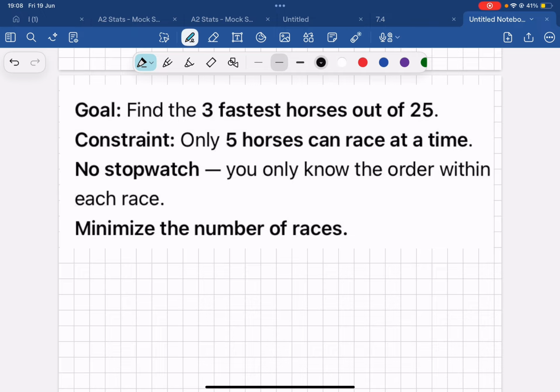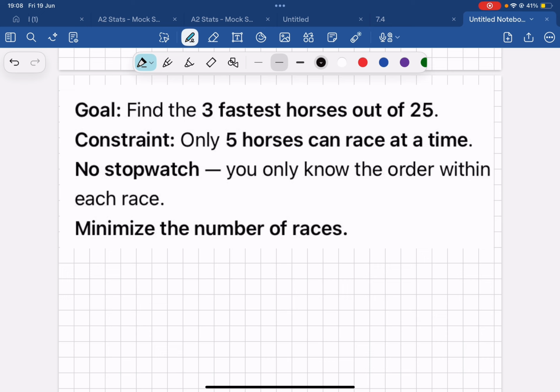So let's start. Go find the 3 fastest horses out of 25. We've got a constraint, which is that only 5 horses can race at a time. We haven't got a stopwatch, meaning we only know the order within each race. By order I think they mean the rankings of who came first, second, third, fourth and fifth. And we have to minimize the number of races.